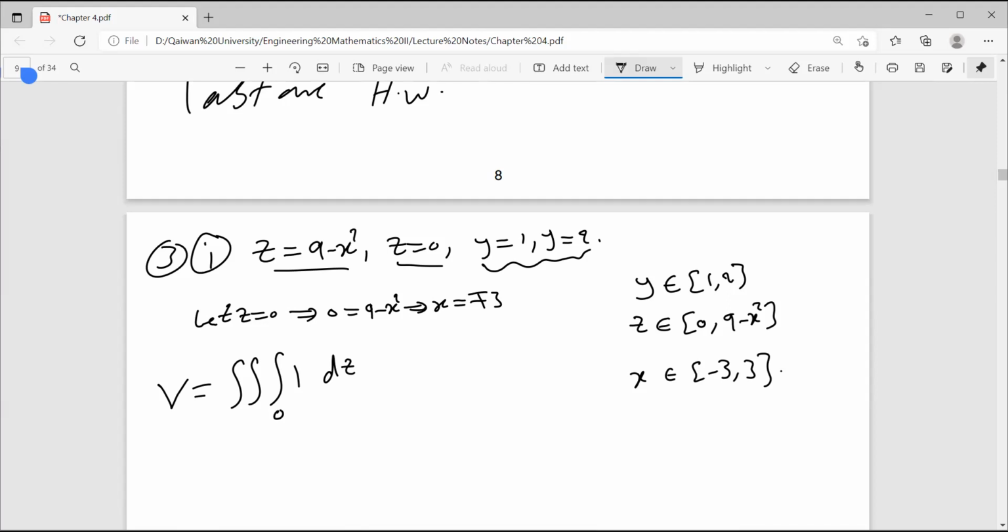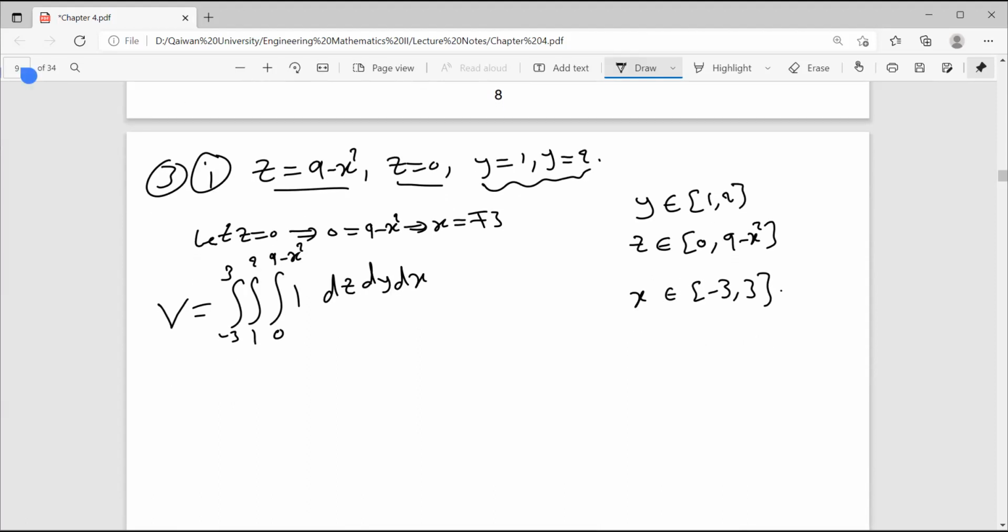dz, z from 0 to 9 minus x squared. Then we can write down x or y, because both are constants. Let's see y. Y is from 1 to 2, and x is from minus 3 to 3, dy dx. That's all. Now we find this triple integral that will be the volume of the solid bounded by those four functions.